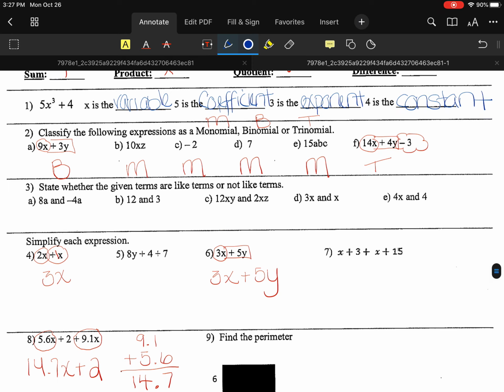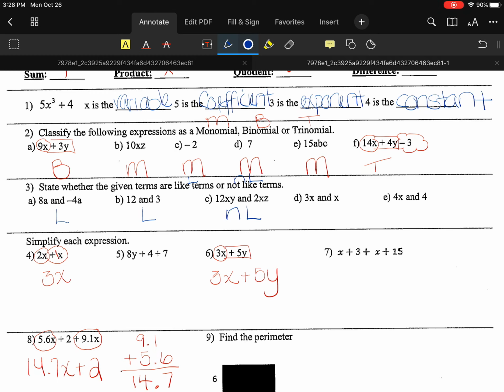Number 3, state whether the given terms are like or not like. So I'm going to use L for like and NL for not like. On the test, if it does ask you to do a question like this, you do need to write out the full words. 3A, they both have the letter A, 8A and negative 4A, so that's like. 3B, we have a 12 and a 3, both are constants, those are like. C, we have 12xy and 2xz. Although they both have the letter x, one has a y, one has the z, so we are not like.